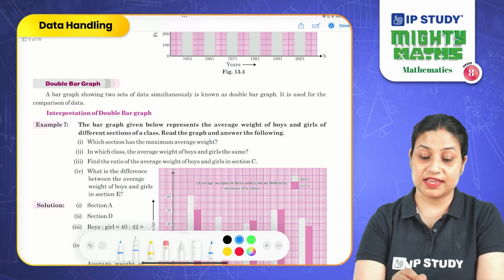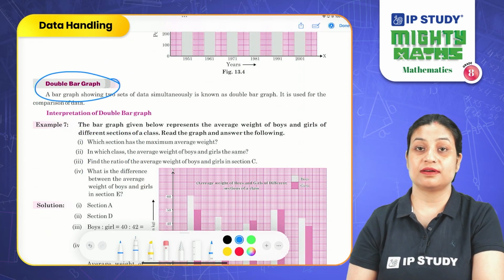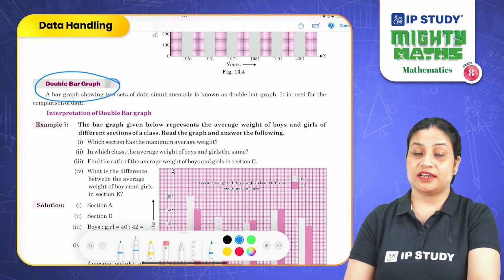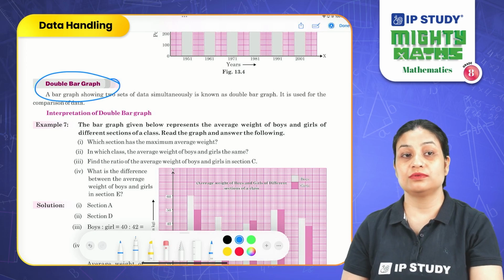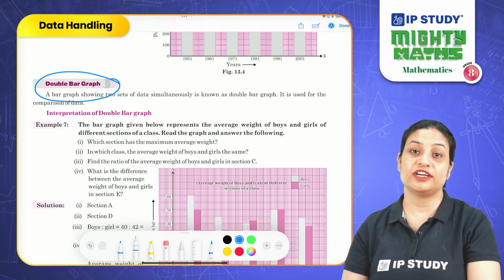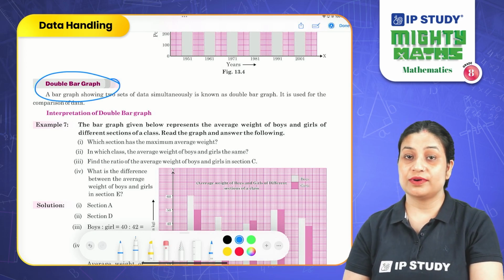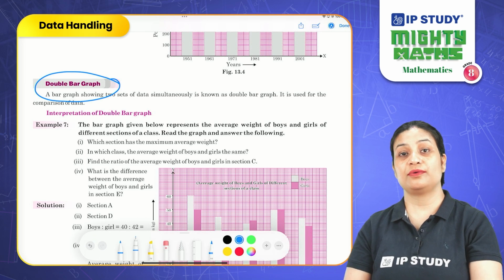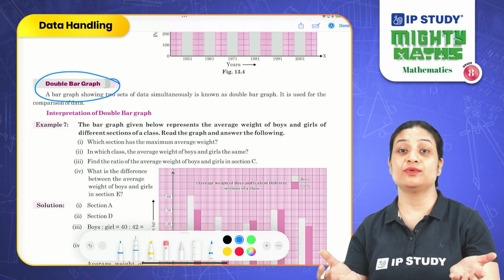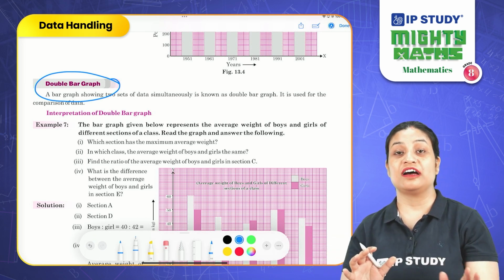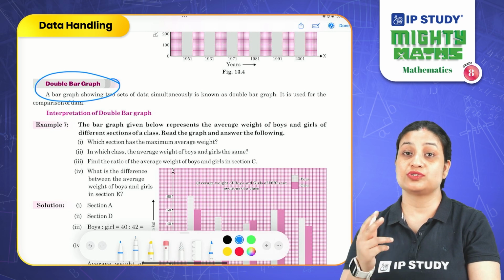The next topic is double bar graph. Suppose two data sets are given to you and you are supposed to compare the values of these two data sets. In that scenario, instead of using a single bar graph and drawing two different bar graphs, it's better to draw a double bar graph and compare the two values together.